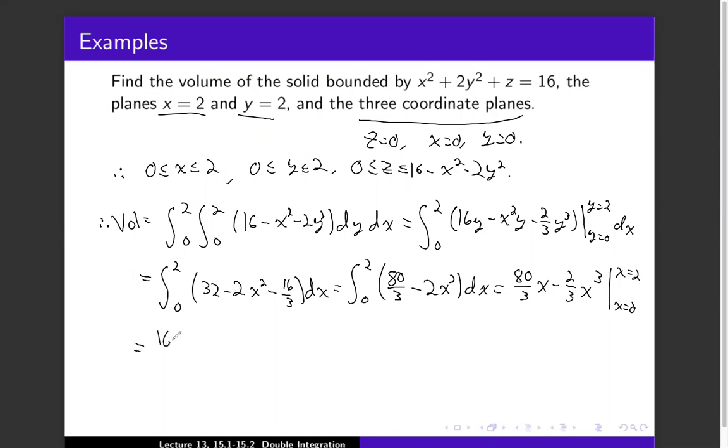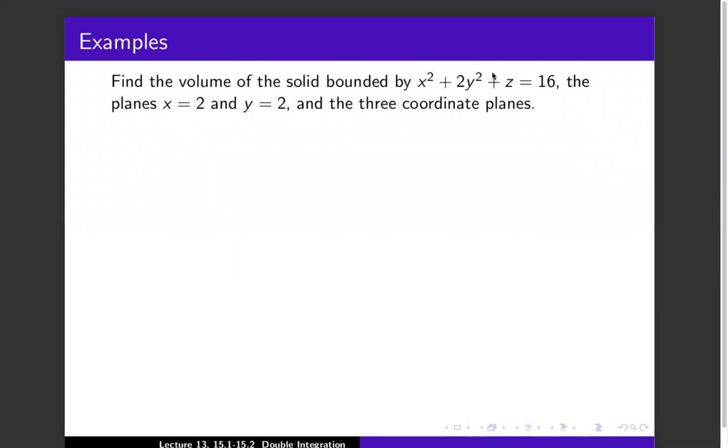which is going to be 160/3 minus, again, 16/3, which comes out to 144/3, or in other words, 48. So that's our answer. The volume of this object is 48. Okay, so that's that story.